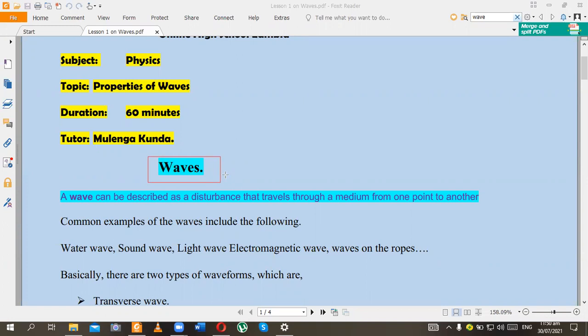The waves. By the way, this is coming from physics, and I'll make it as quick as possible so it just lasts for 60 minutes. And the guy presenting, the name of the tutor is that.